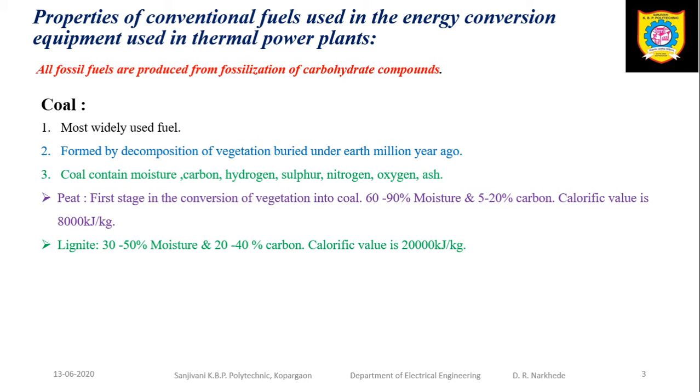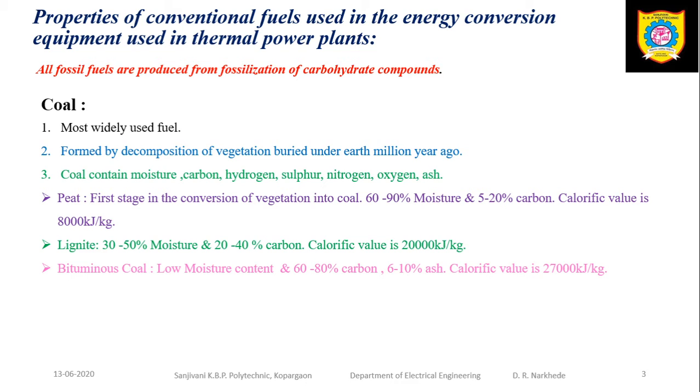Lignite has about 30 to 50% moisture and 20 to 40% carbon. When exposed to air, its moisture content decreases appreciably. It can be used in pulverized form for generation of electrical energy, as its calorific value is nearly 20,000 kilojoule per kg. Then the next step of the conversion is bituminous coal.